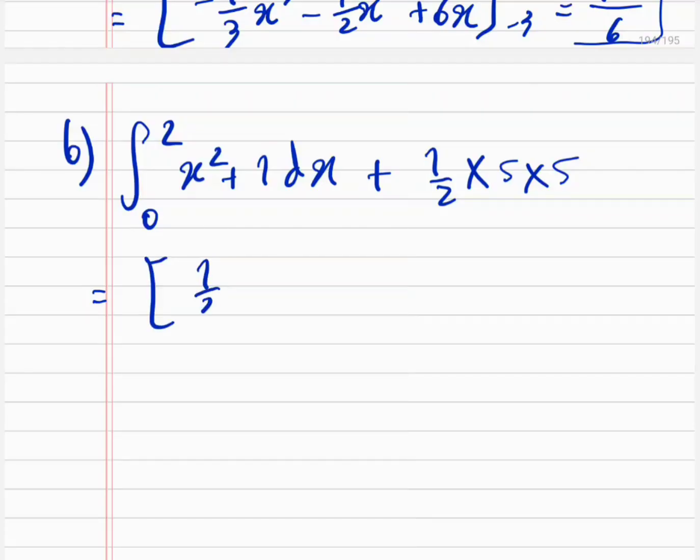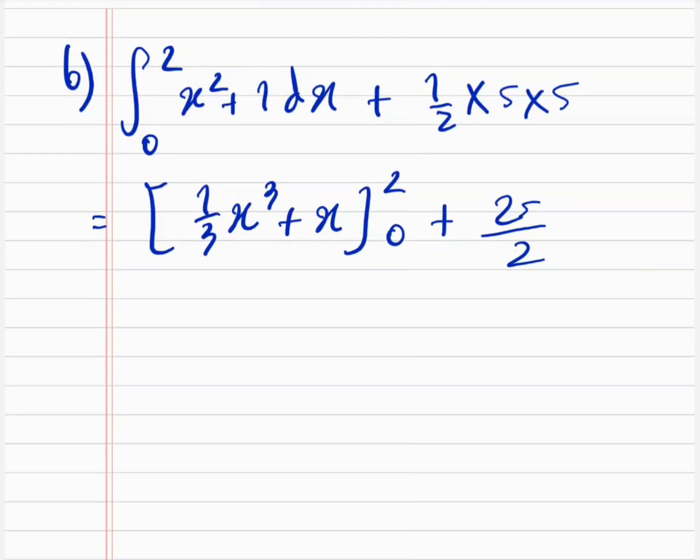So x squared again integrates to 1 over 3 x cubed, and then we have x from 0 to 2, plus 25 over 2. And so we just substitute and add them, and finally we get 103 over 6. And that's the area of R2.